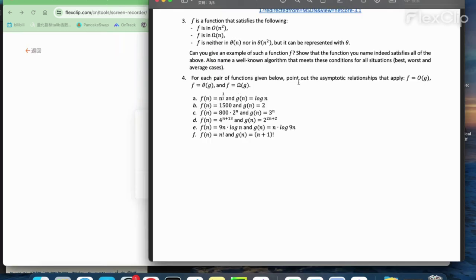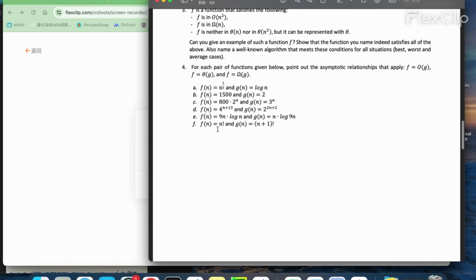And okay, for D here, g(n) can be simplified to 4 to the power of n times 4. Compared with f(n), they have the same base. The constants difference doesn't matter and won't affect the growth rate. So f(n) has the same growth rate as g(n). So f(n) is big theta, big O, and big omega of g(n).